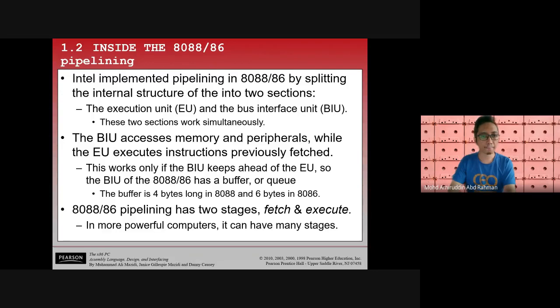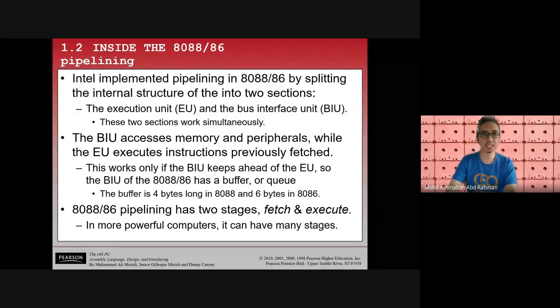In the 86 processor, we only have two stages, which I just showed: fetch and execute. But in more recent, more powerful computers, it can have many stages.